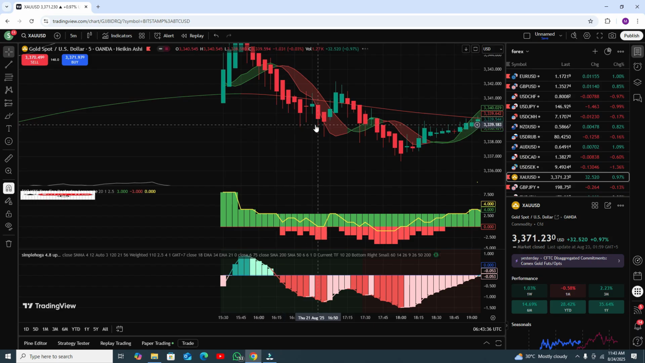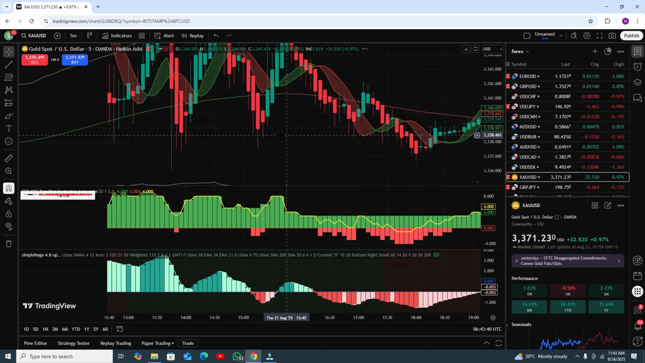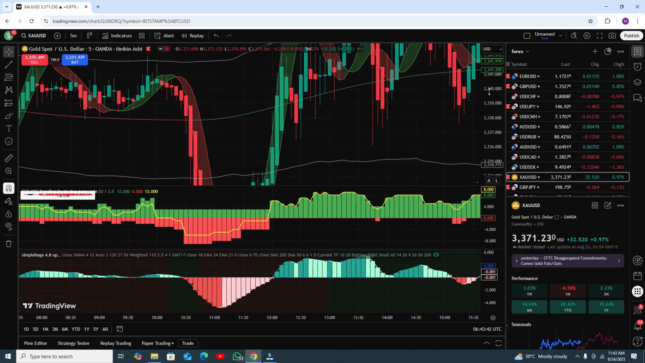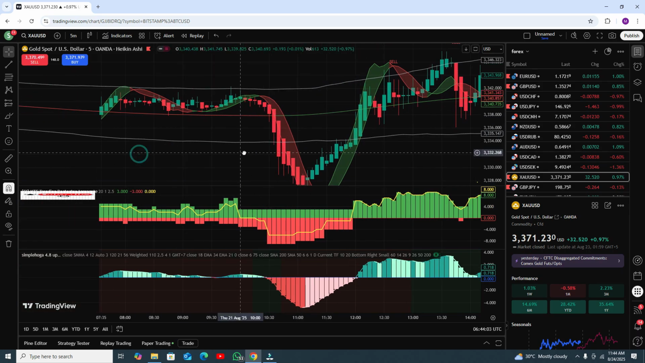Let me show you some more entries. Okay, in this candle you got the entry, and you can see the results look awesome. Here we go again, sell entry on this candle. You can see histogram, yellow line, histogram, and the RSI. So that's easy.